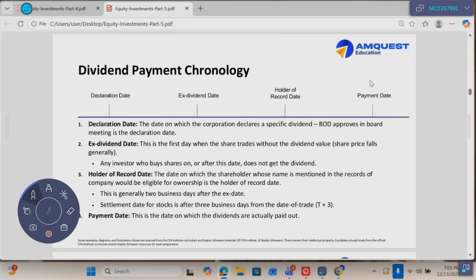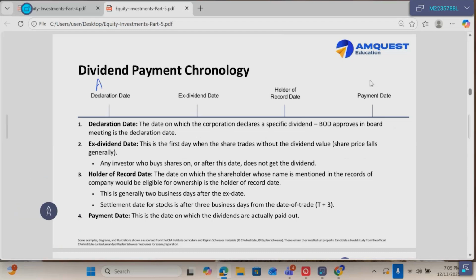We'll extend this session for 5-10 minutes. I'll complete the dividend portion and end it before we start the valuation. Now, in case of dividend payment, let us say a company has decided to give you a cash dividend or stock dividend. You have to understand this timeline. Declaration date is the date on which the board of directors approves that, okay, we are declaring, let's say, a $5 dividend for every share that is held.